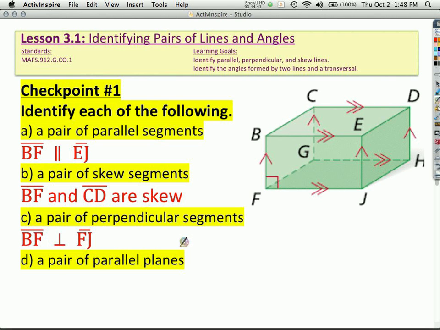EGH. EJH, okay, and F plane FBC. Okay, good, those are parallel. And number 16?